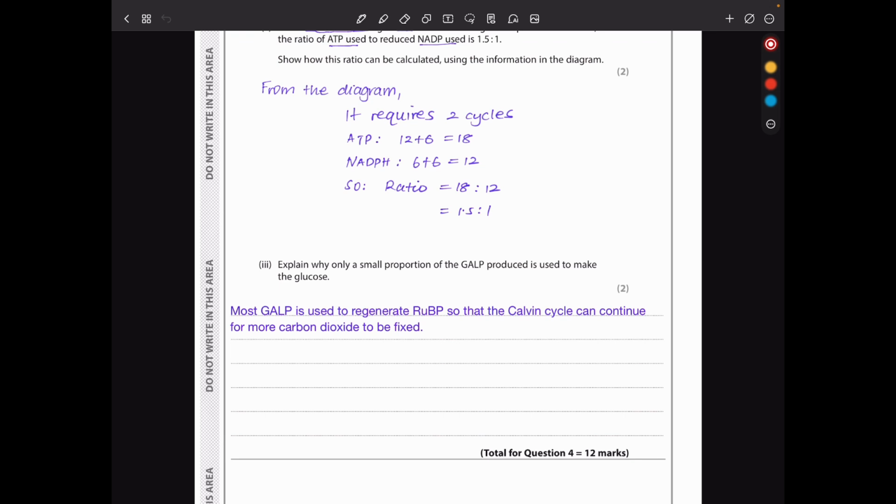Explain why only a small proportion of the GALP produced is used to make the glucose. This is because we have to regenerate RuBP, so I said more GALP is used to regenerate RuBP so that the Calvin cycle can continue for more carbon dioxide to be fixed.